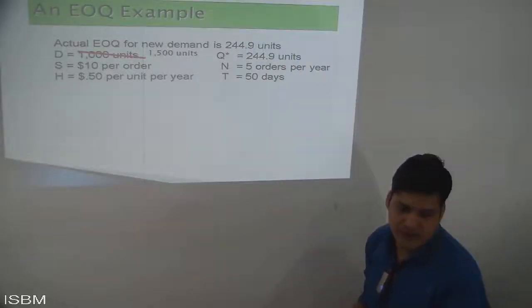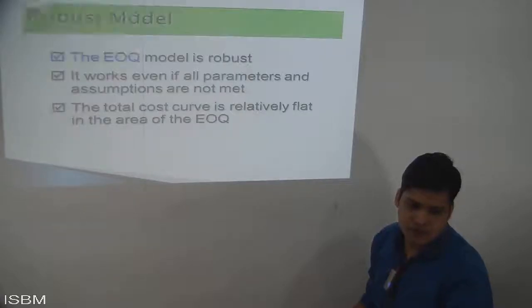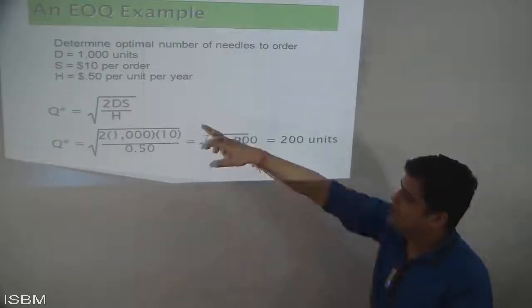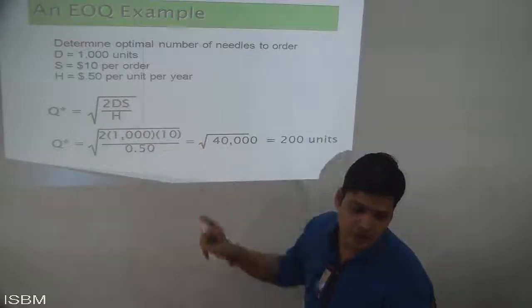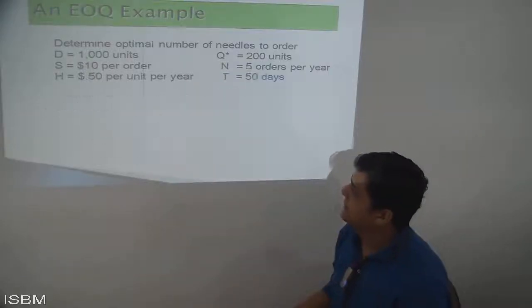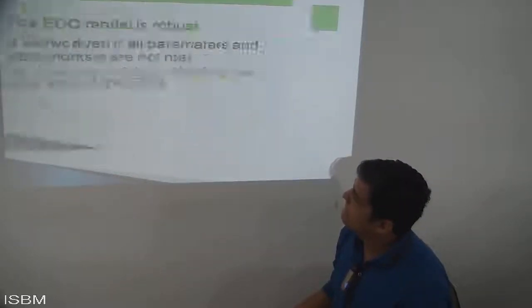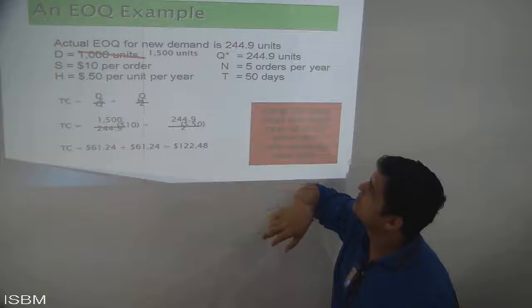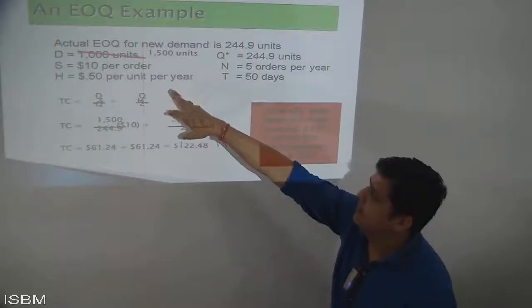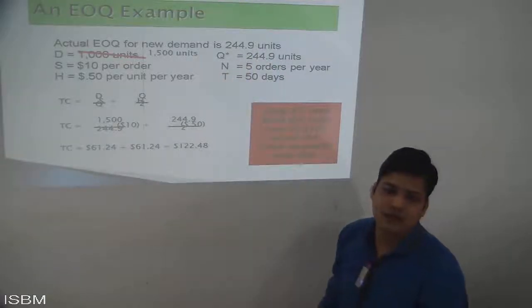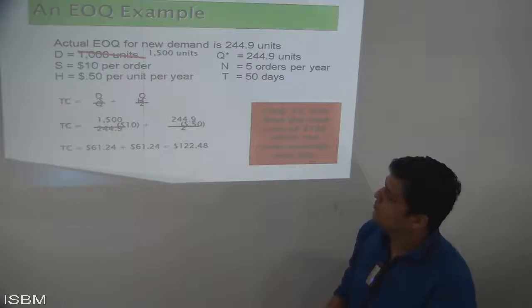What is exactly the formula? Under root 2DS upon H. So 2 into D, D now becomes 1500. S is the same, 10. H is 0.15. So it becomes 2449.9.